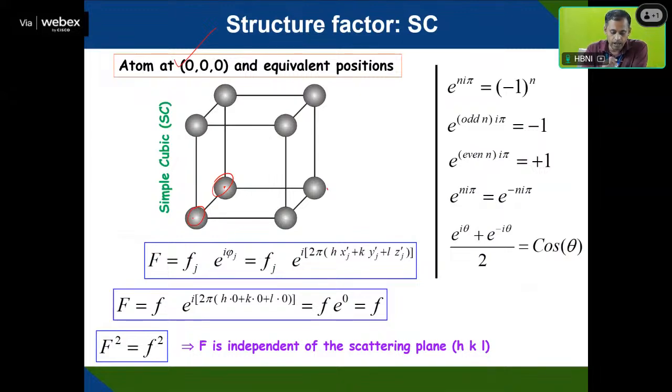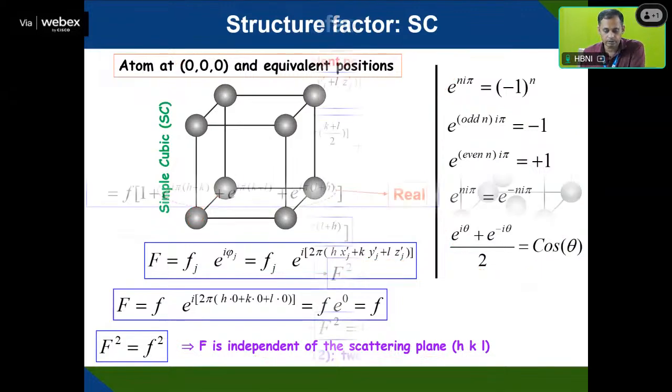If you apply the formula with 2 pi and these parameters, you find that F squared equals f squared. That means F is independent of the scattering hkl plane. The atoms are at the corners, and there are no atoms on the planes, so it does not depend on the plane. So F squared equals f squared in the case of simple cubic.